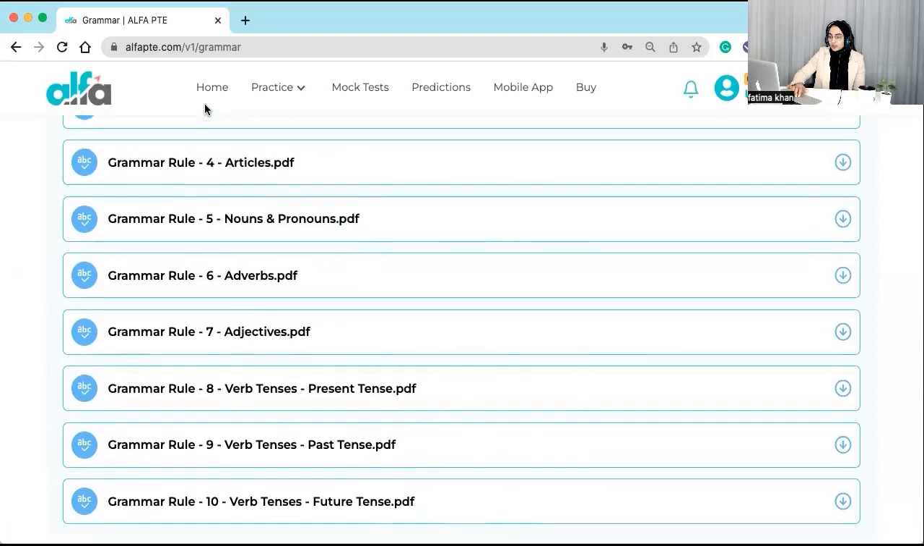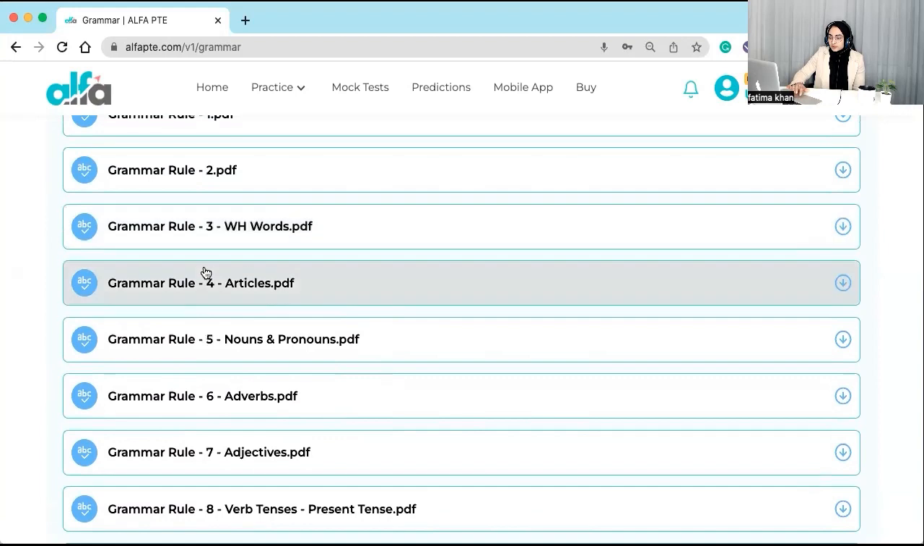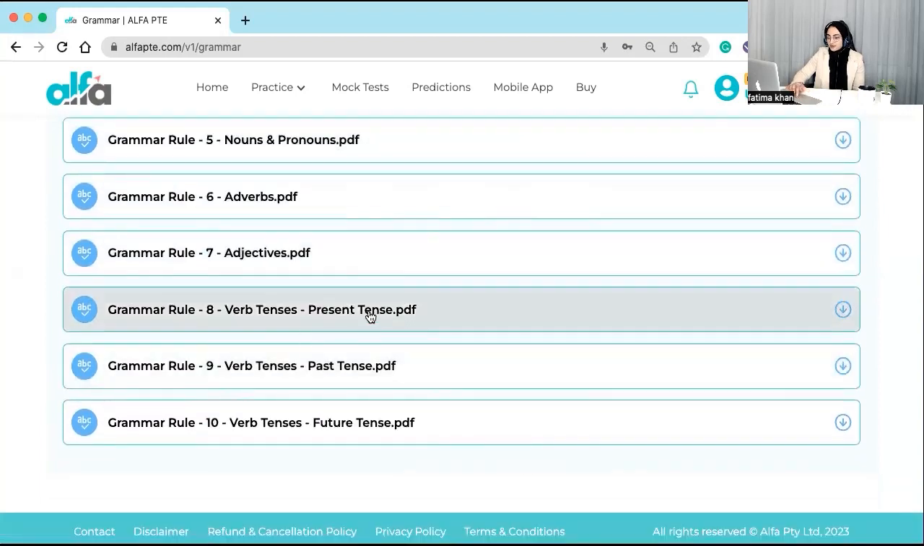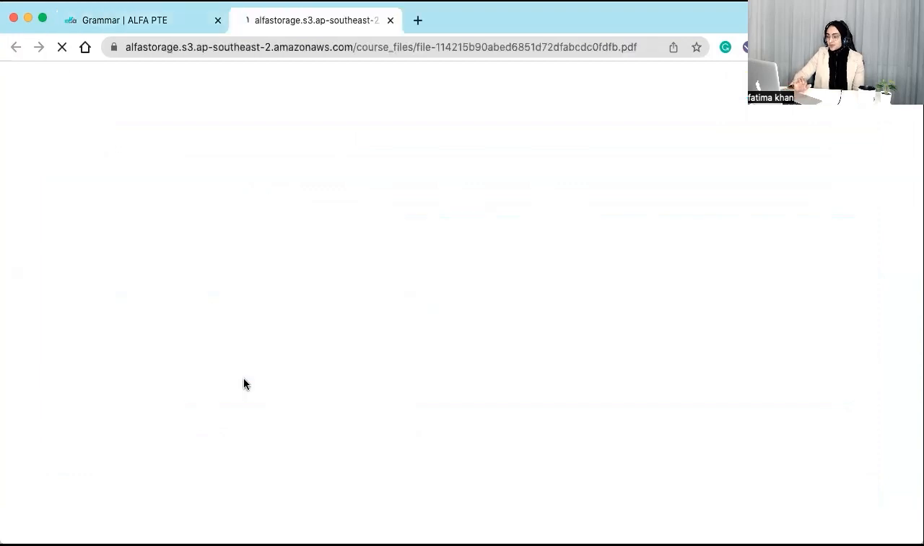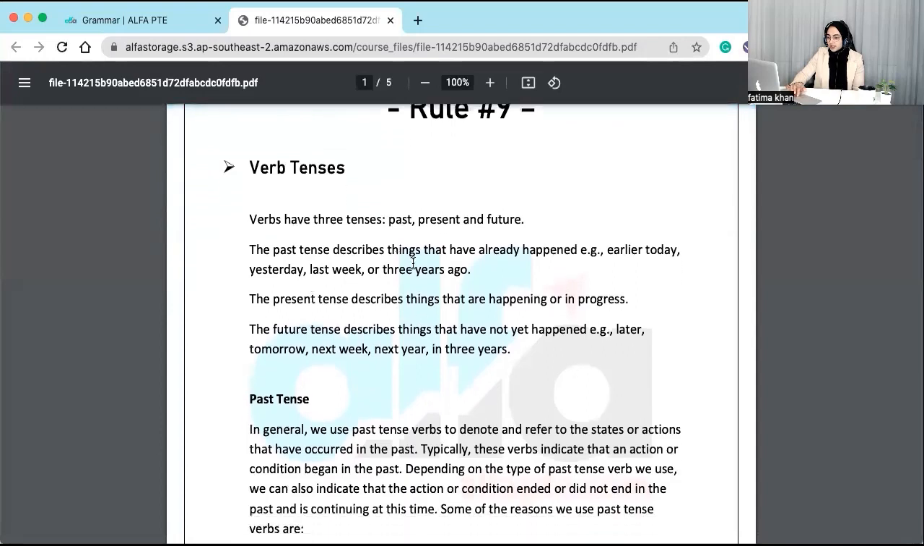So let's go to alfa-PTE.com grammar. We have already done the grammar rules for WH words, articles, nouns and pronouns, adverbs, adjectives, verb tenses, and present tense. Now we'll be doing verb tense, past tense. Okay? Like I've already said, verb tenses have three tenses: past, present, and future. The past describes things that have already happened. Okay? So past tense describes things that have already been done.